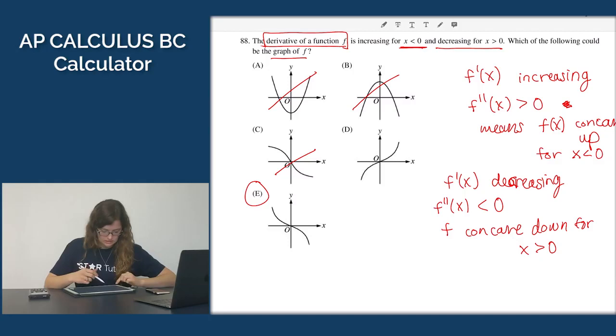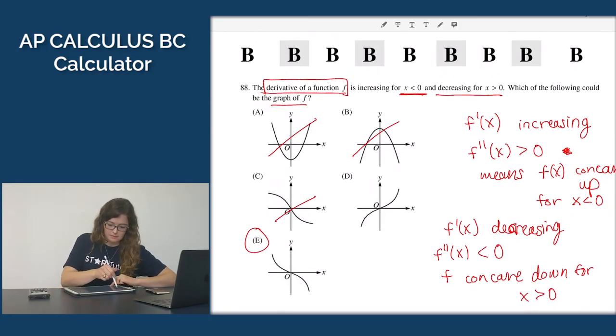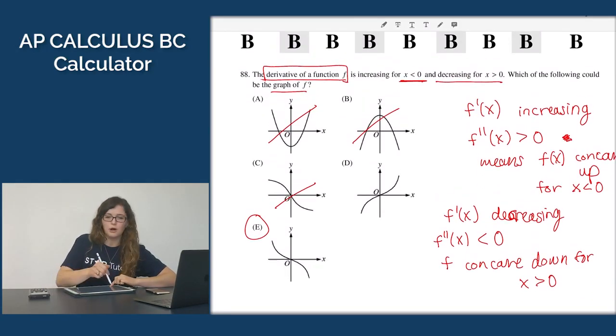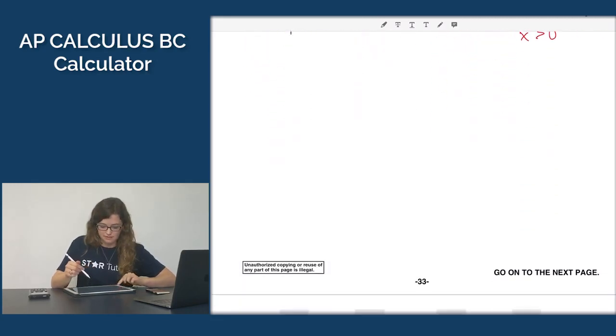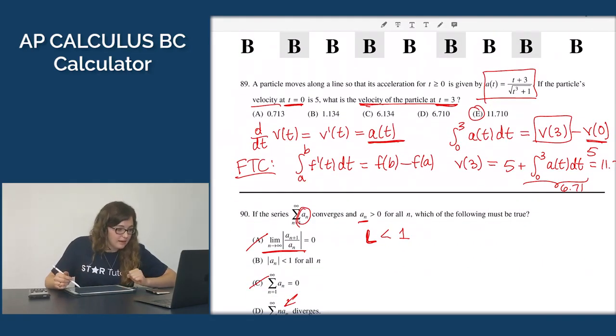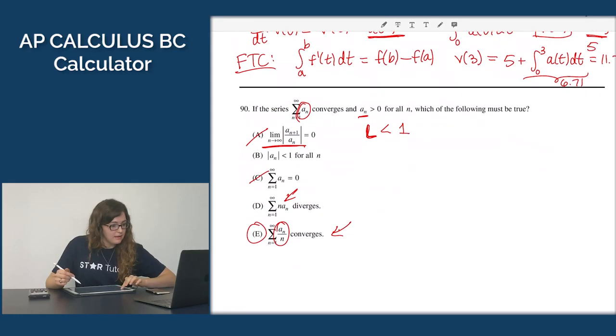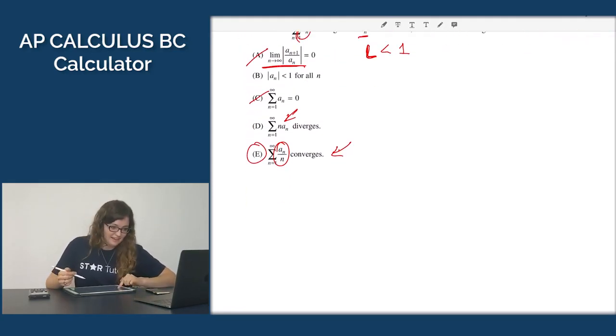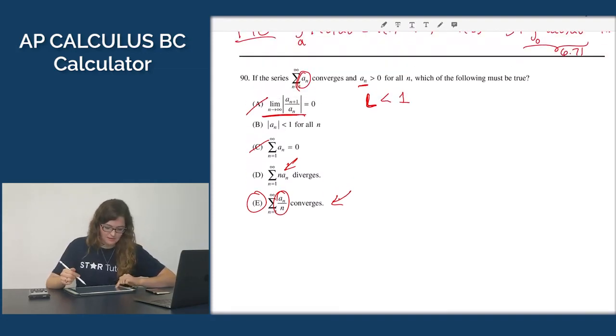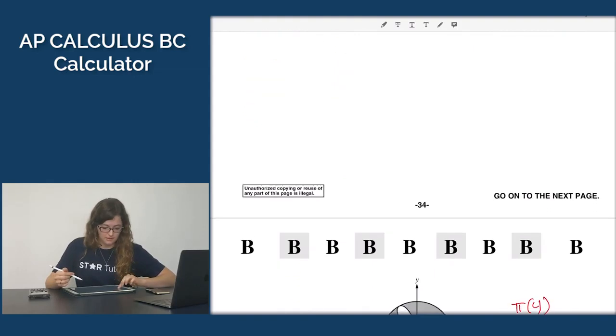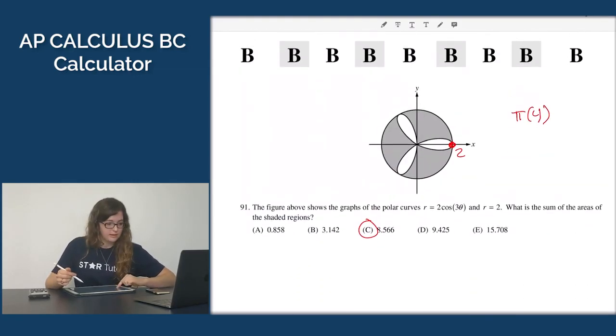88 is E. That one was tricky because you had to remember that it was the derivative of the function f. They purposely didn't say f prime of x. 89 is E, and 90 is E. Yeah, see, my intuition was right there. But even if you didn't, even eliminating 2 answers and then guessing on the other 3 would have been good.